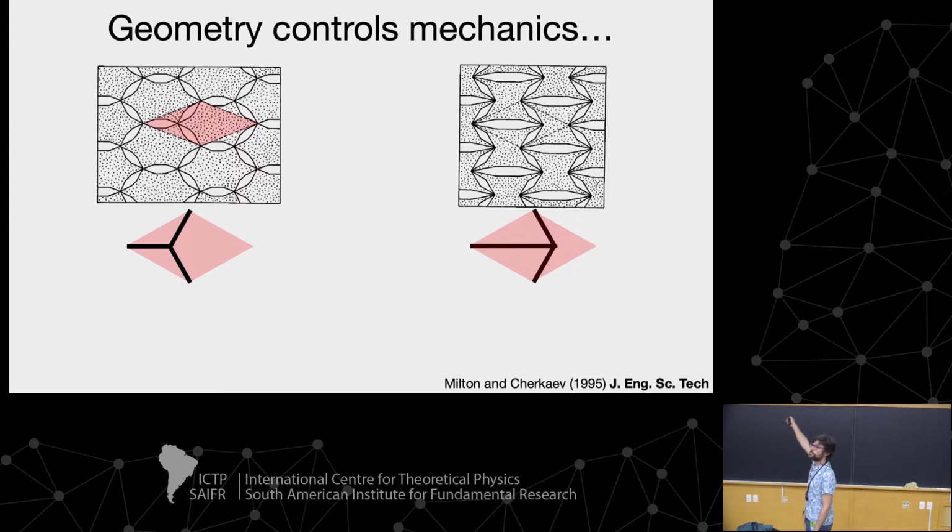Who thinks this one has a positive Poisson ratio? I remind you, a positive Poisson ratio is when you compress, it expands. About, yeah, we have more than half, so yes, this is correct.